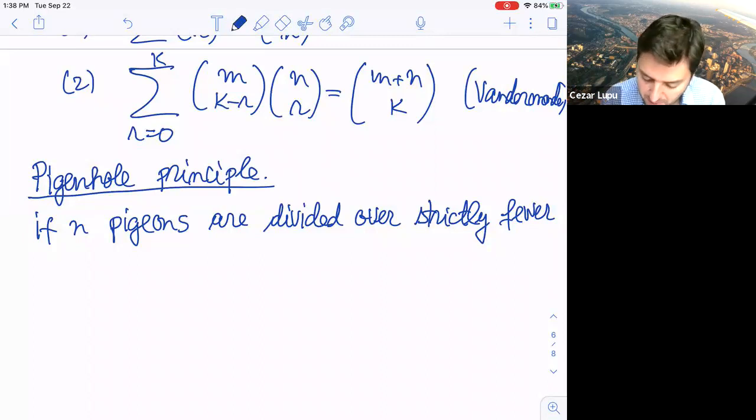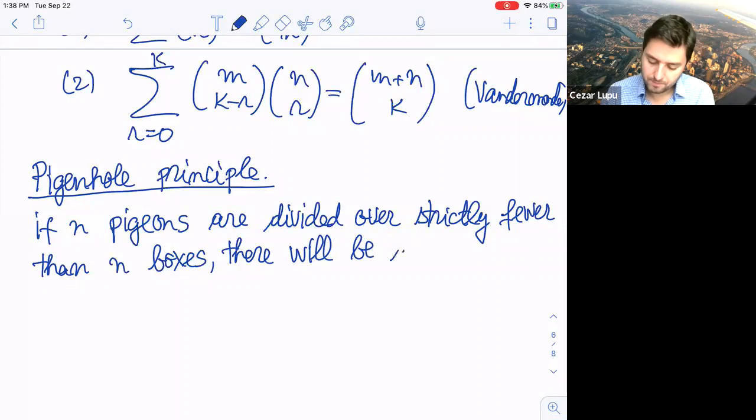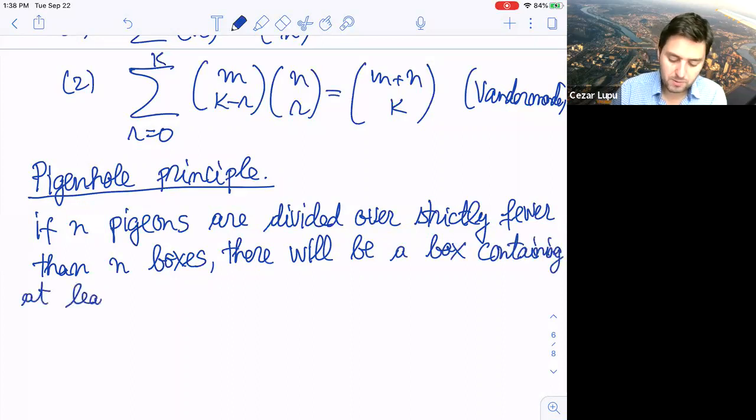But anyway, let's write it in this way. If n pigeons are divided over strictly fewer than n boxes, right? There will be a box containing at least 2 pigeons, right? Is this clear?